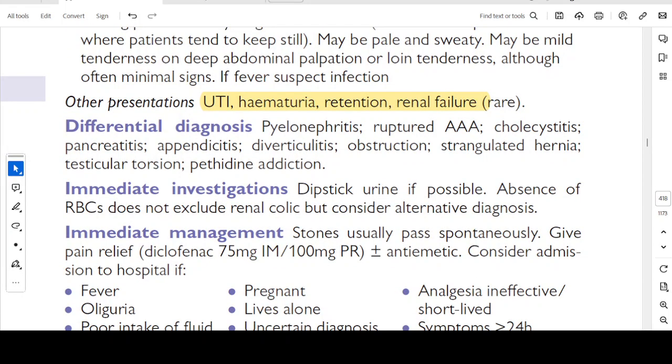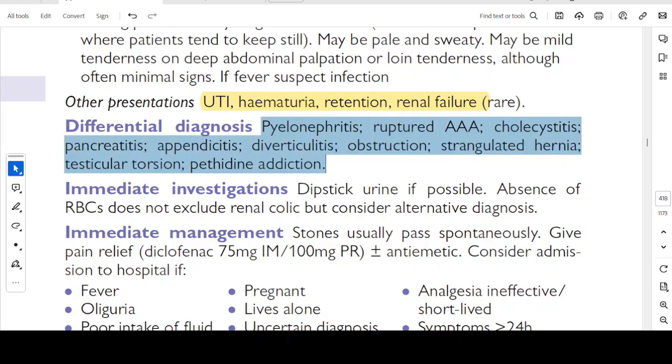Differential diagnosis: pyelonephritis, ruptured aortic aneurysm, cholecystitis. See, with a ruptured aortic aneurysm, left-sided abdominal pain will be there. So left renal side pain can be a renal colic on the left side, or ruptured aortic aneurysm, pyelonephritis, or cholecystitis. When it's on the right side: pancreatitis, appendicitis, diverticulitis, obstruction, strangulated hernia, testicular torsion, pethidine addiction.